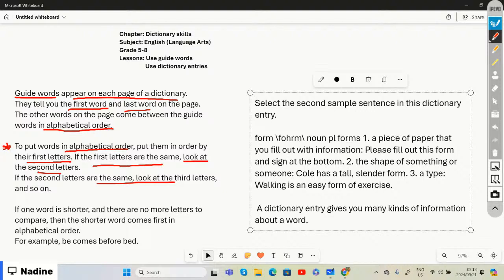It is basically a general lesson because remember, by now you should know how to use a dictionary, but this is just basically part of the lesson, right? So if one word is shorter and there are no more other letters to compare, then the shorter word comes first in the alphabetical order.